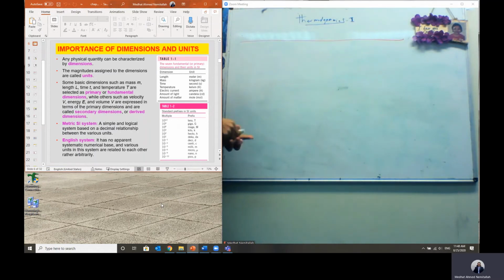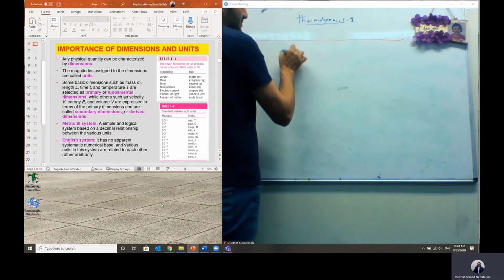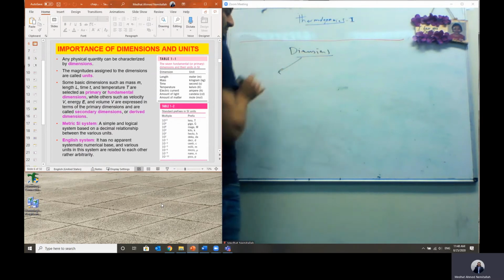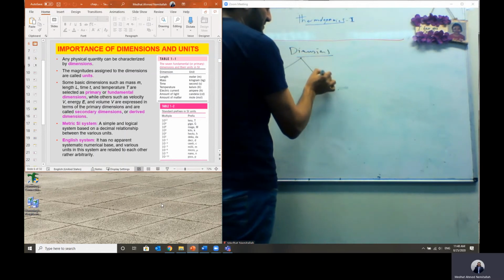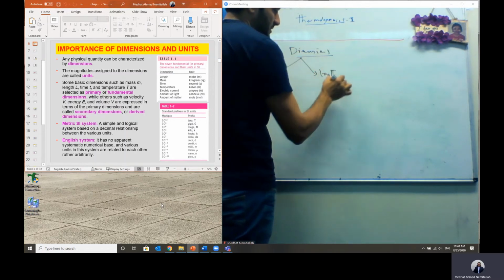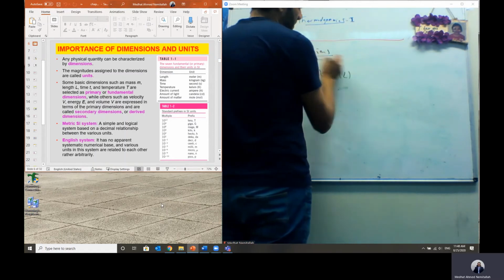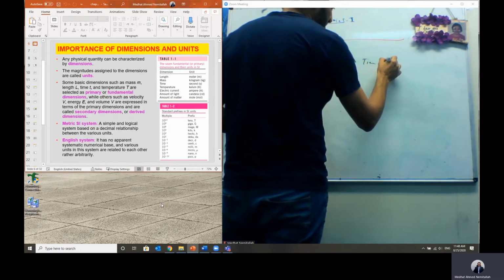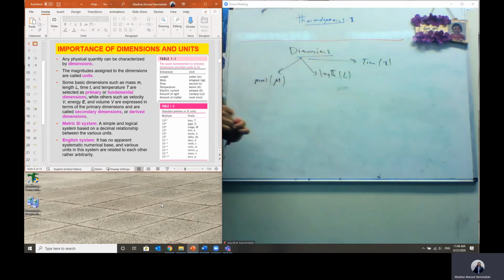So for dimensions and units, for the dimensions, I think you know about this. We have three basic dimensions. We have mass, its dimension is M. We have length, its dimension is L. And we have the third basic dimension, which is time, and its dimension is T, small t.